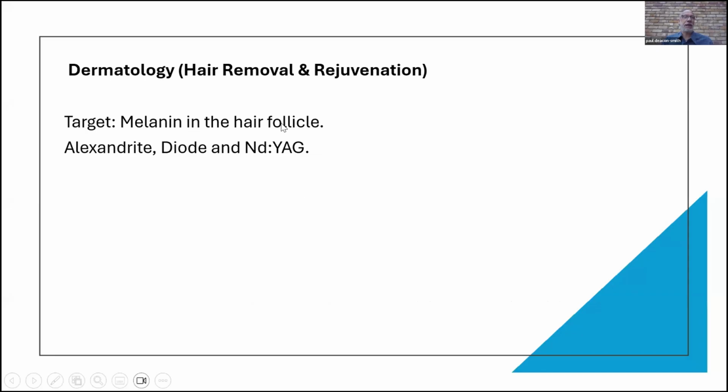And of course, you have melanin in hair follicles, so you do hair removal and rejuvenation. When you're firing down the hair follicle, you're trying to destroy the center because it's hair removal, yeah? So these are typical lasers that you use: your alexandrite, your diode, and the Nd:YAG.